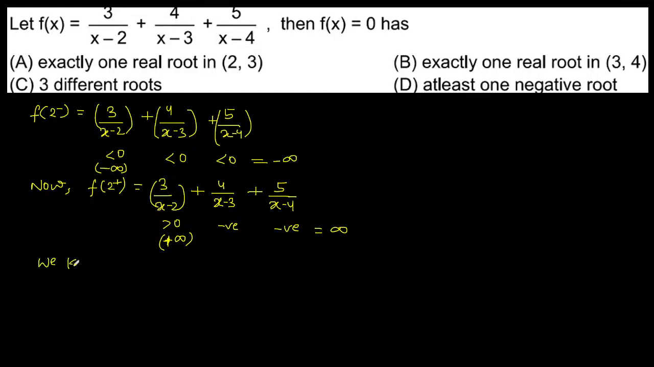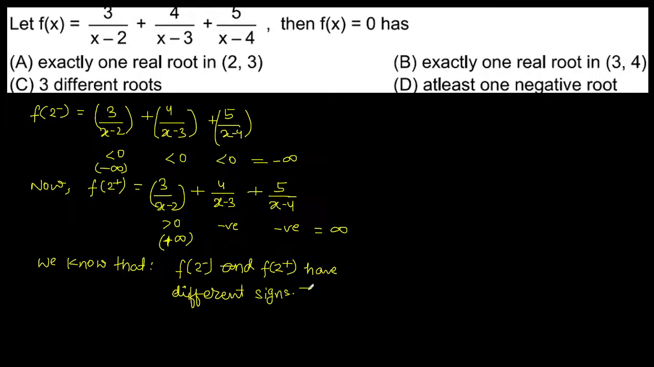So we know that if f(2 minus) and f(2 plus) have different sign, then there exists an odd number of roots between 2 and 3.